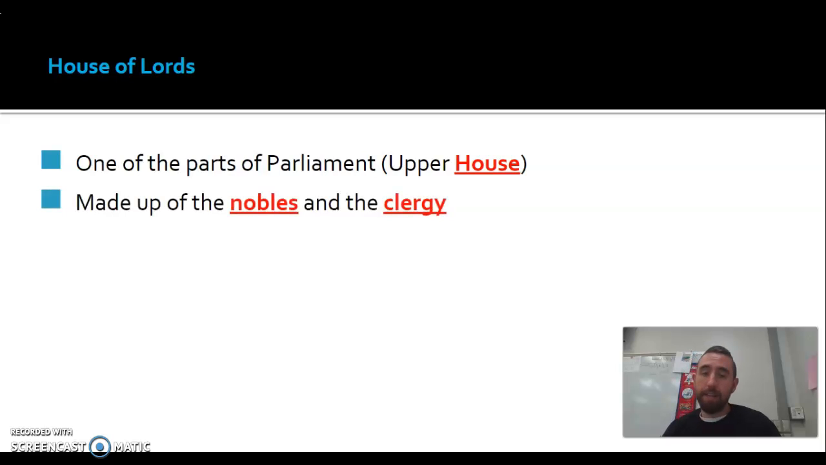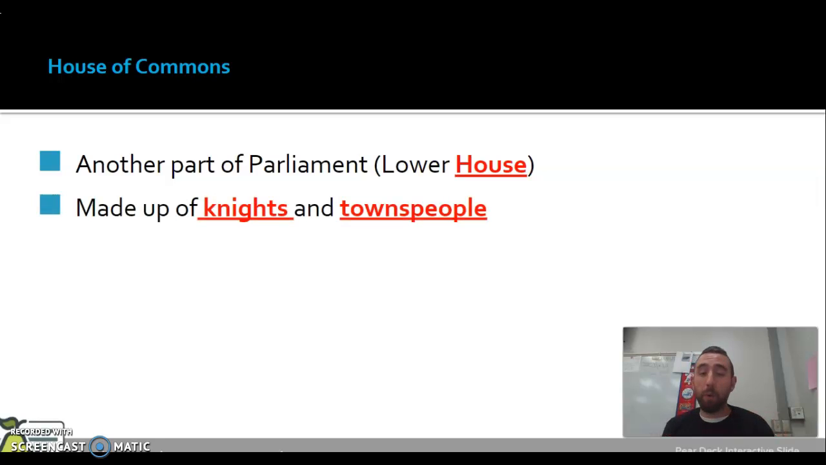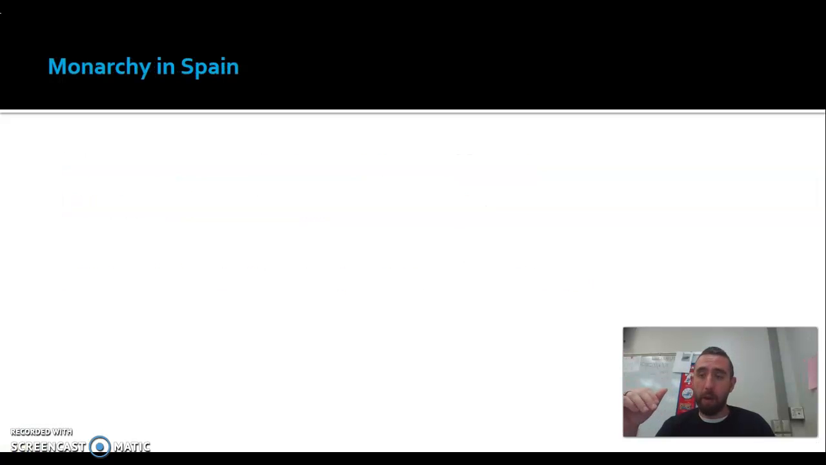So the House of Lords, that's the nobles and the clergy, the church workers. They're coming to help the kings of England make decisions. But then eventually we will get the House of Commons. This is knights and townspeople, business people, coming in and helping the king make laws and advise the king as well. This is another step towards democracy. More people in Europe are getting involved in the government. It's not full-blown voting for the leaders, like modern democracy or republics, but it is a step. More people are getting power.